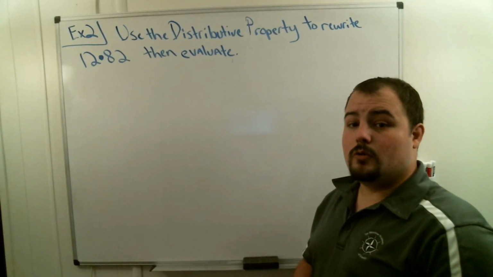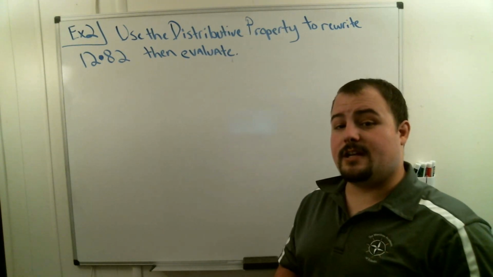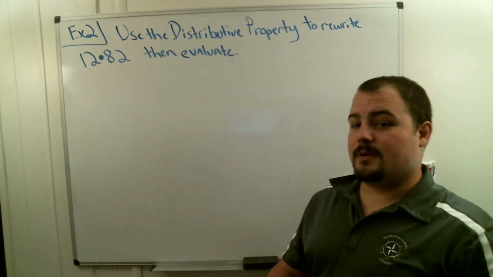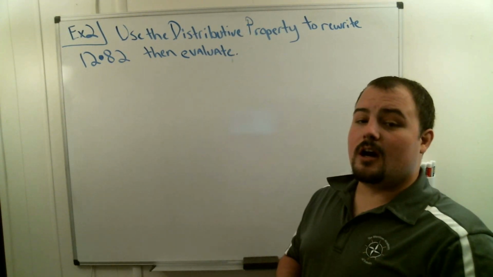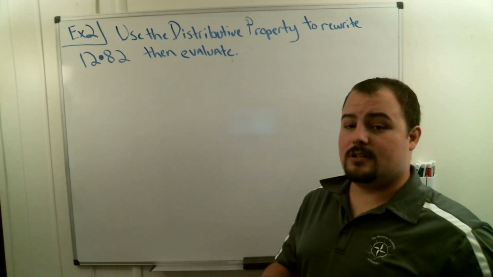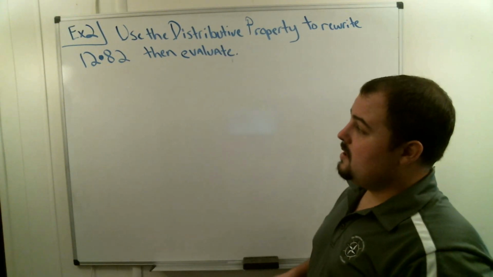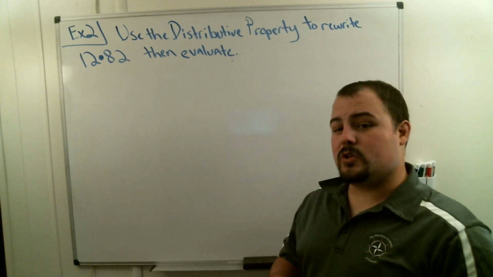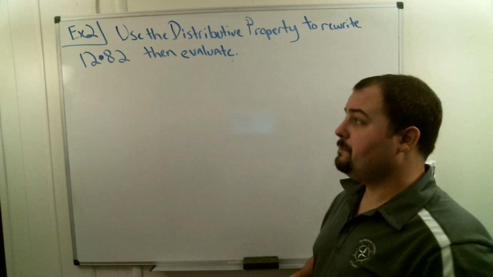In example 2, we're going to be using the distributive property to rewrite 12 times 82. This is my favorite part because this is actually how I do a lot of my math in my head. So I'm going to show you how to make multiplication a lot easier by doing distribution property this way. So what we could do is look at those two numbers and say which one would be easier to multiply with to single digits.